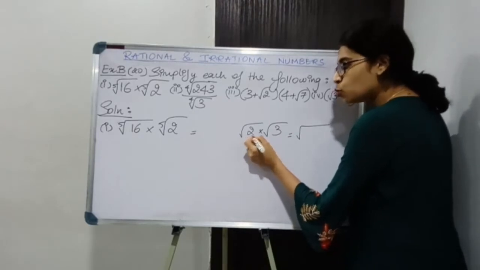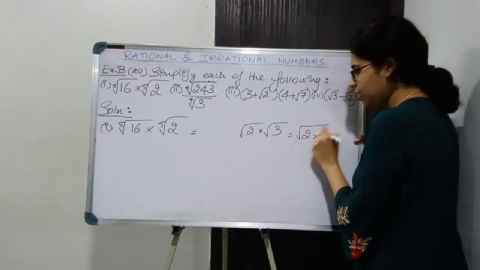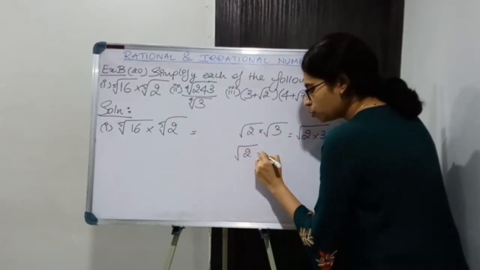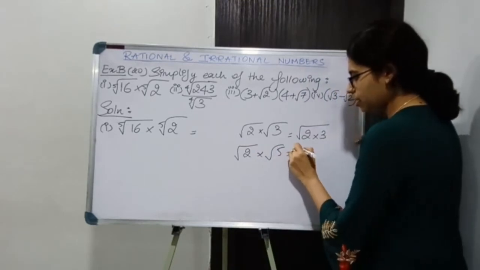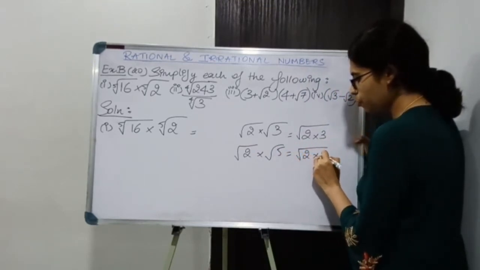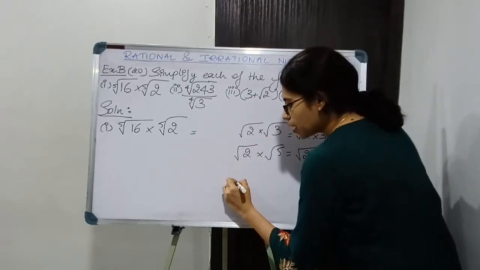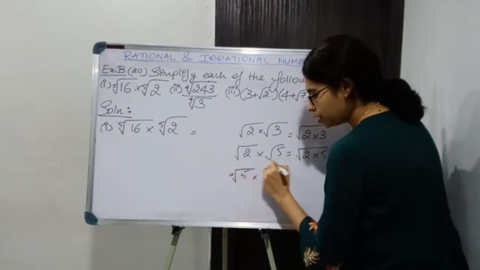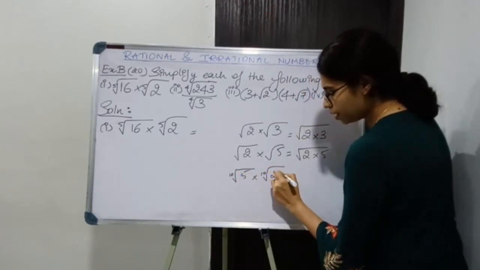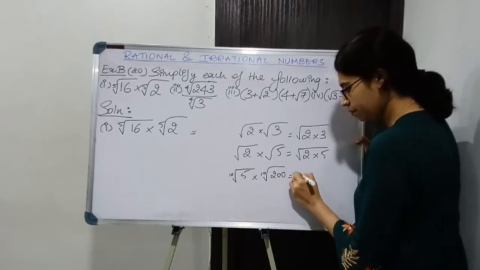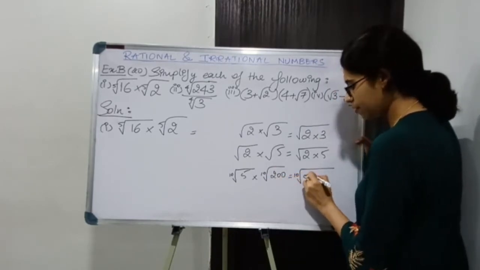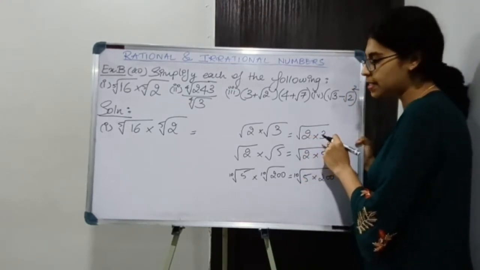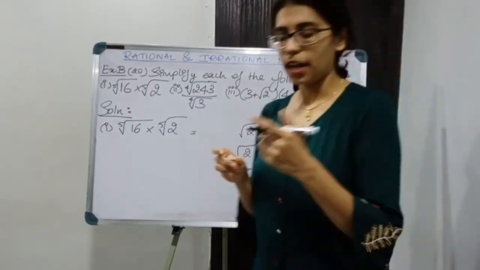So root 2 into root 3, I can write it like this. अगर I would have root say 2 into root 5, then it would become like this, root of 2 into 5. If I have say 10th root of 5 into 10th root of 200, then this would become 10th root of 5 into 200 and whatever answer you get. Over here I'll get 1000, here it is 10 and here it is 6. So that is how you can solve it.